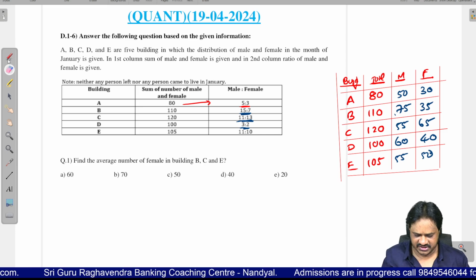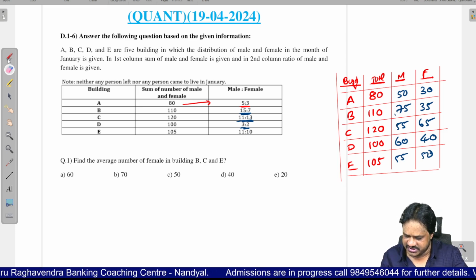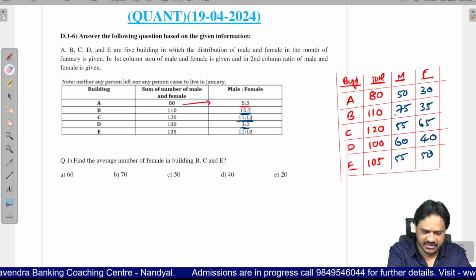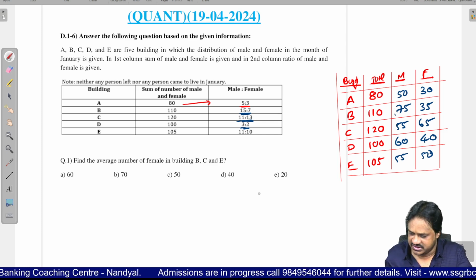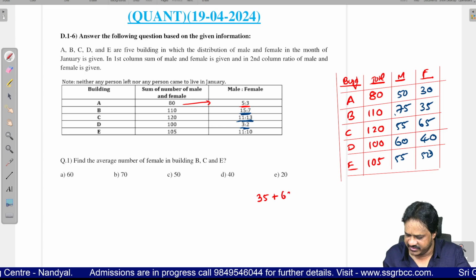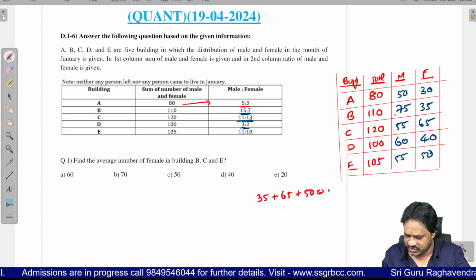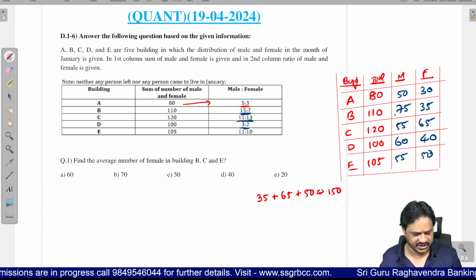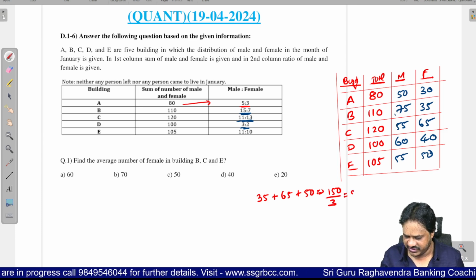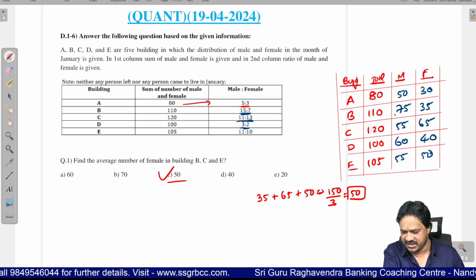Now, let us see the question. Find the average number of females in building B, C, E. In building B, females are 35. Building C, females are 65. Building E, females are 50. Total, we will get 150. So, we want the average, 150 by 3. The answer is 50. Option 3 is the correct answer.